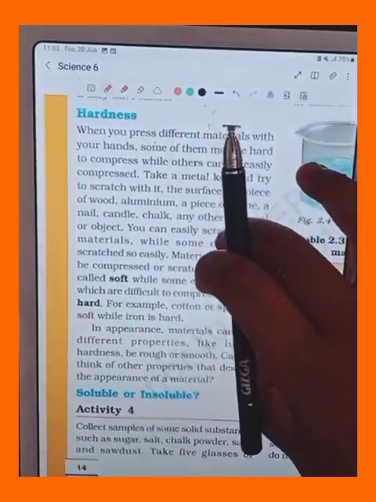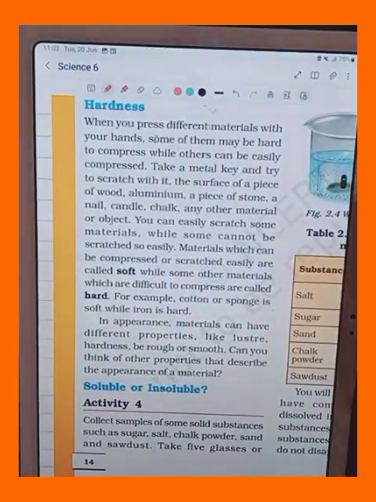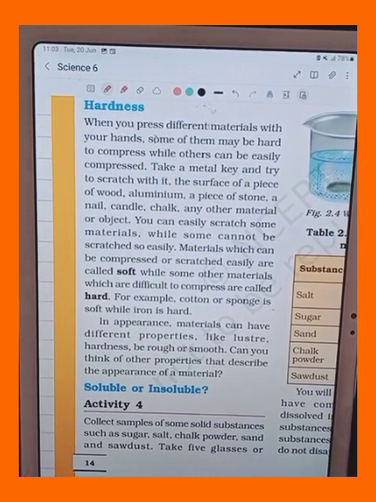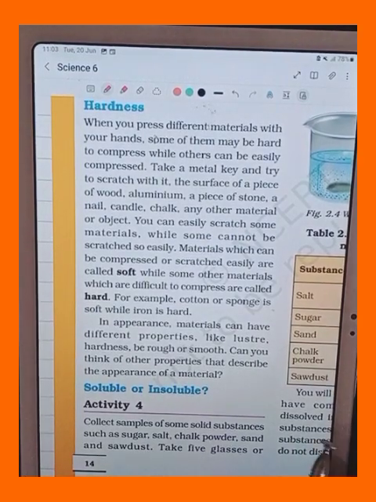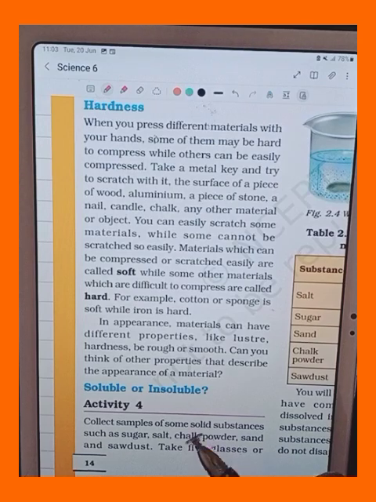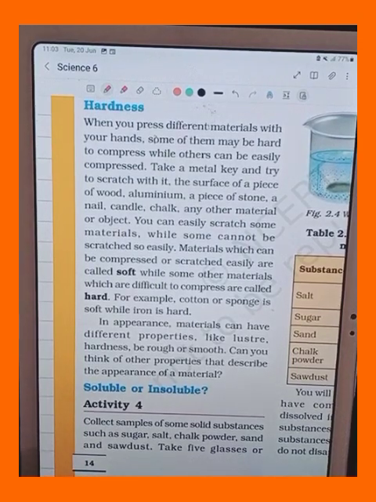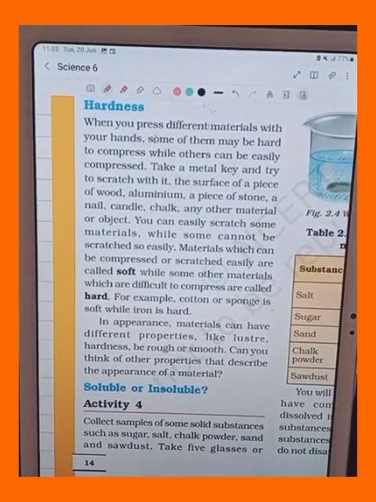You can prevent rust by coloring the iron or by mixing some other materials with it. Iron plus carbon makes steel. Steel also catches rust, but less than iron.